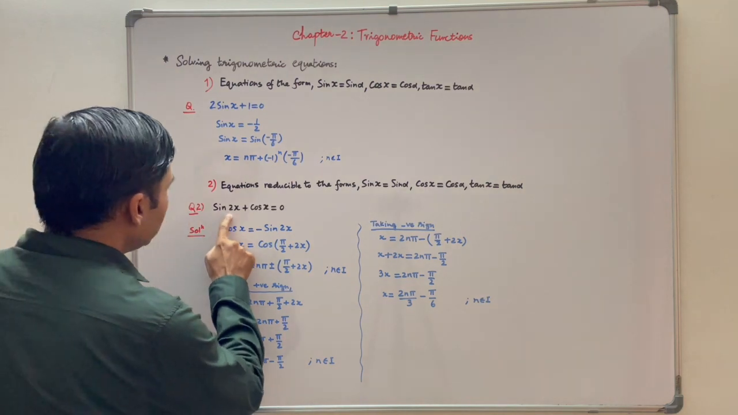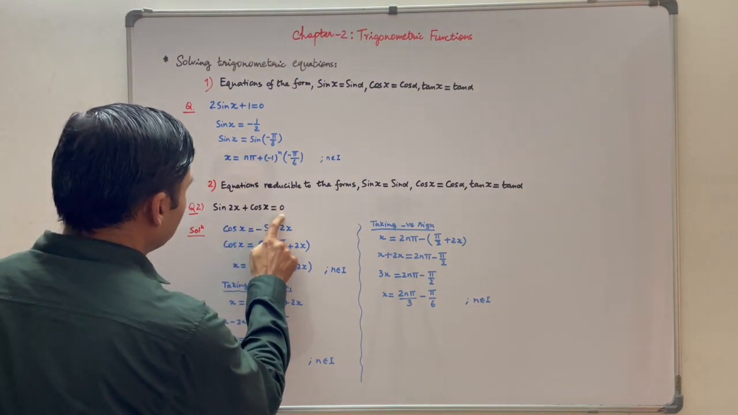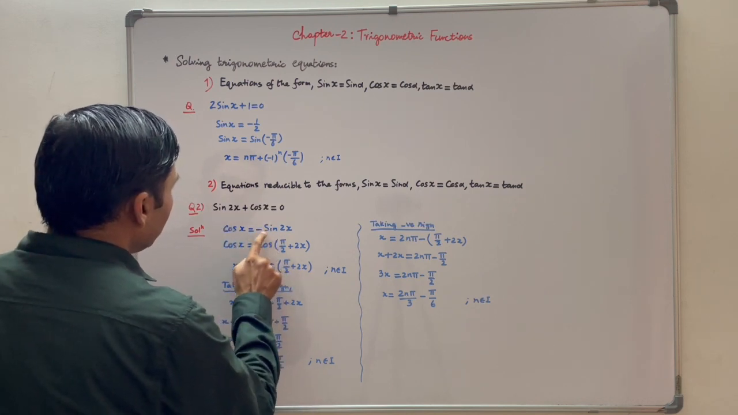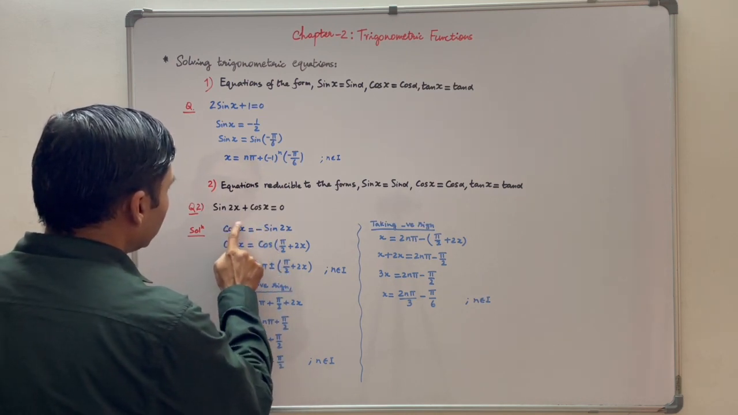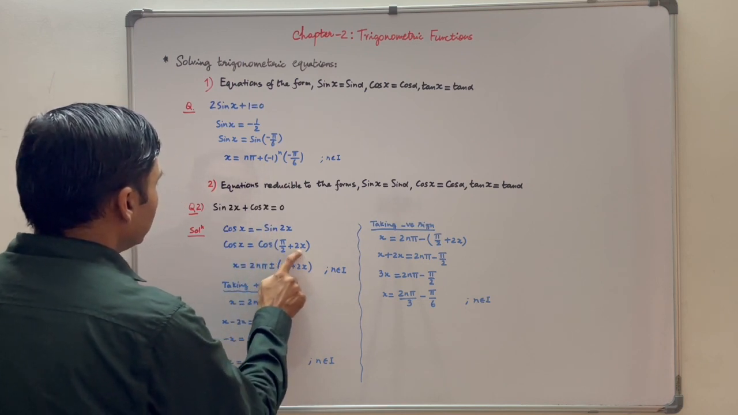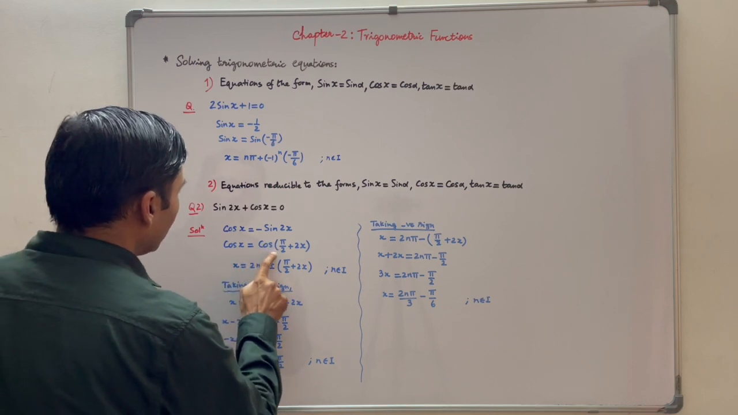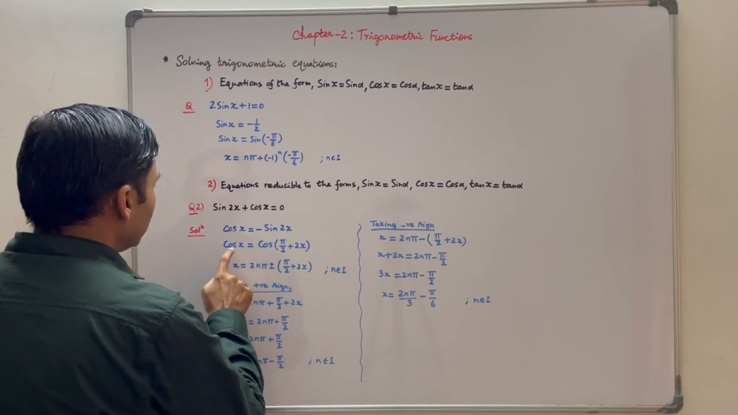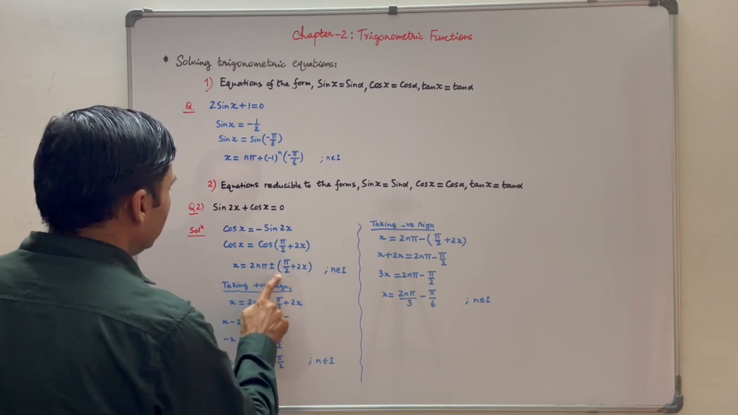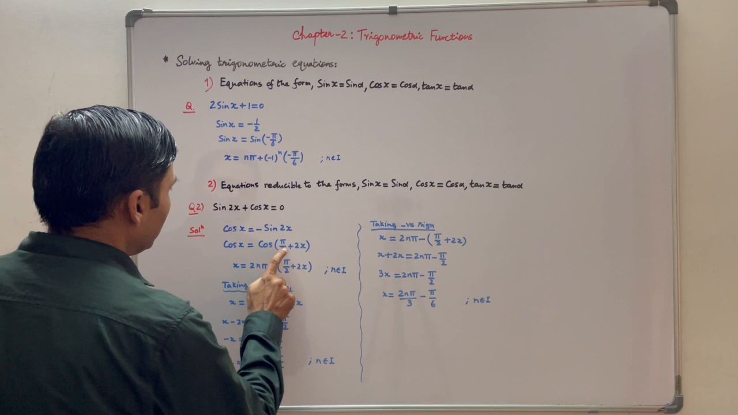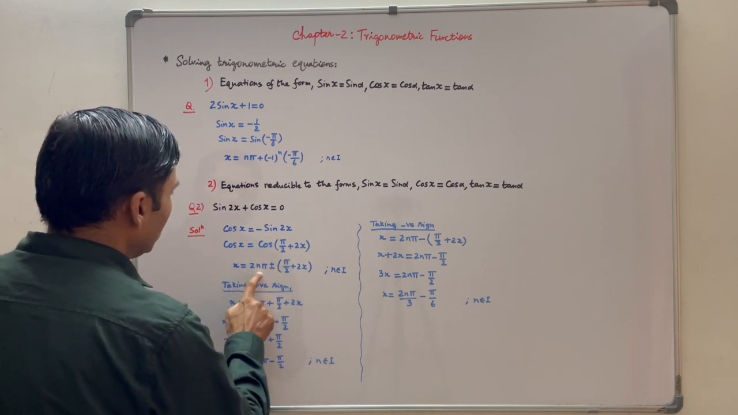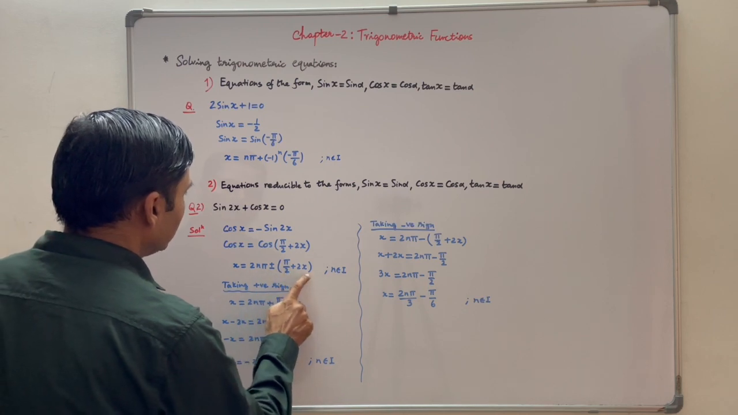Second question, sin 2x plus cos x is equal to 0. So cos x is equal to minus sin 2x. Minus sin 2x in cos form can be written as cos of pi by 2 plus 2x. Now it has become cos theta is equal to cos alpha form. So the general solution will be theta is equal to 2n pi plus minus alpha. Here theta is equal to x and alpha is equal to pi by 2 plus 2x. So x is equal to 2n pi plus minus pi by 2 plus 2x.